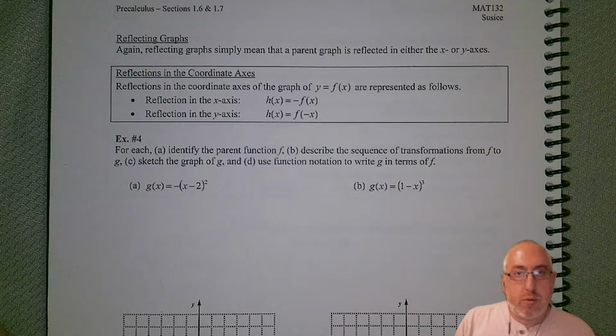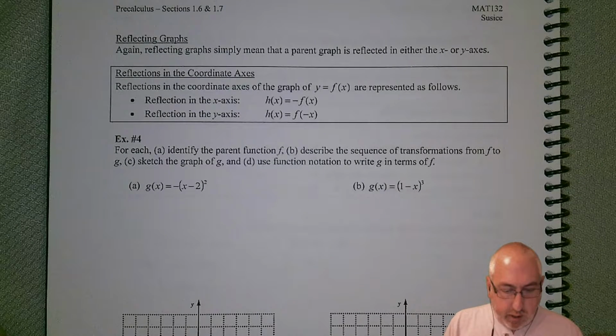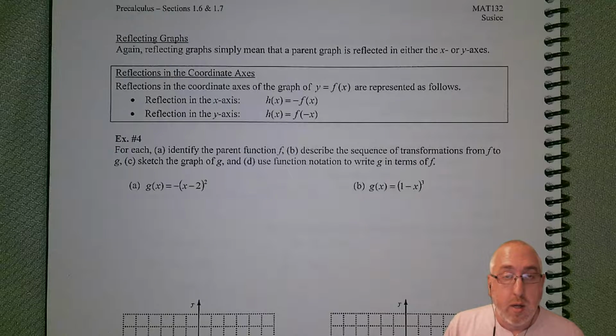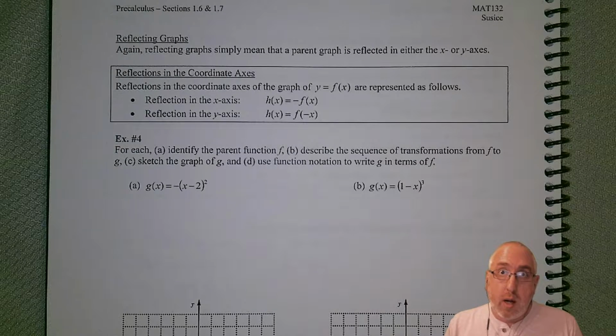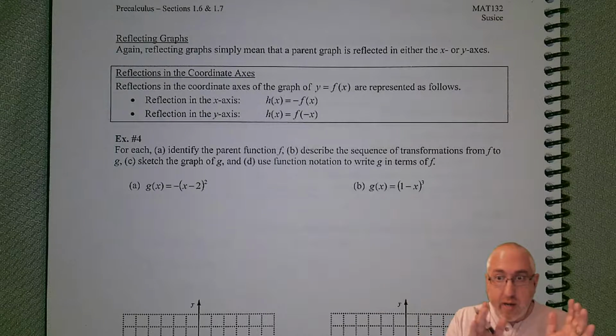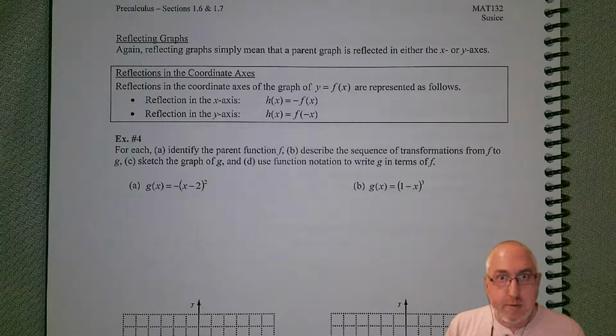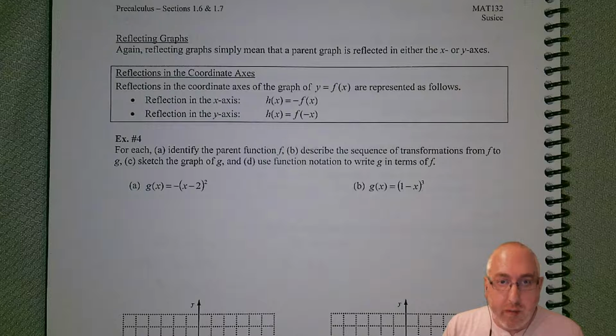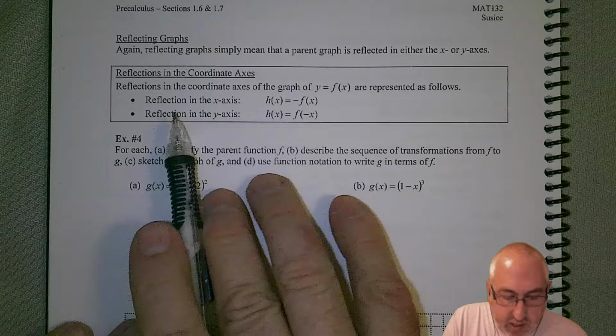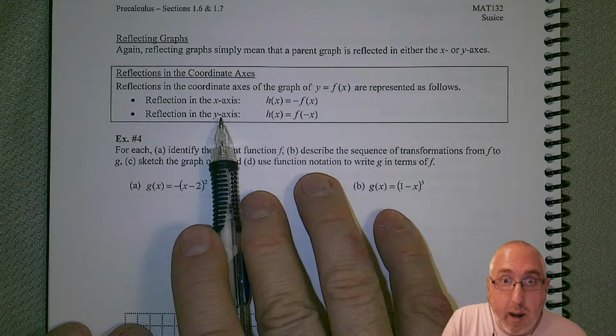All right, folks, we are back and we're continuing in 1.7. So we just looked at translation. So again, shifting graphs up, down, left, and right. Now we're going to look at reflecting graphs. So there's two major reflections we're going to be looking at. So we have reflections in the x-axis and in the y-axis.